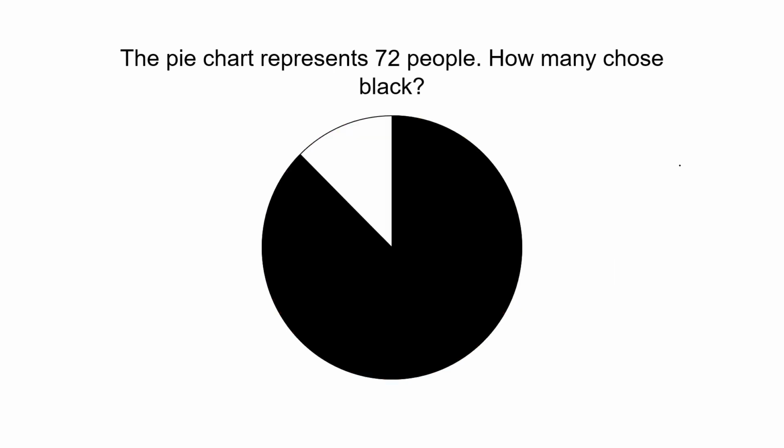Now let's have a look here. The pie chart represents 72 people. How many chose black? Okay, so if the whole pie chart represents 72 people, if I was to draw a line that goes straight across, that wasn't very well done. Let me just try that again. Let's rub this out.